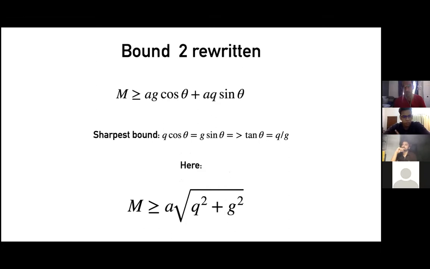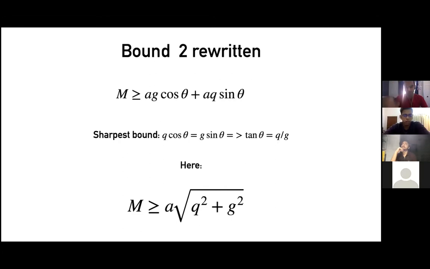When they're exactly orthogonal to each other. It's just one angle here, right? So I want q cos theta to equal g sin theta. Because that's when you have two terms that are just adding, and they're both appreciable.